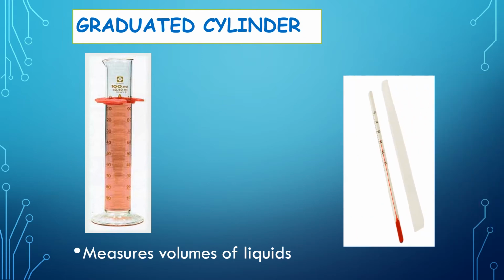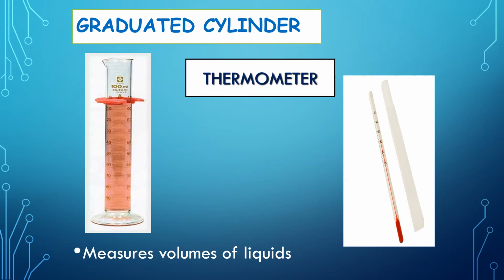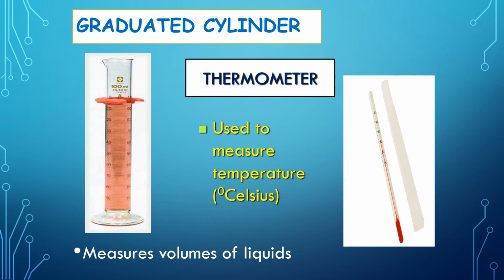What about this one? What is the name of this laboratory equipment? It is thermometer. The thermometer is used to measure temperature. Usually it is in degrees Celsius. So if you want to get the temperature of the water that you are heating, then you are going to use this thermometer.